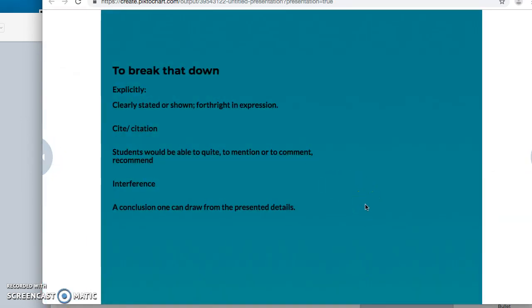When we break down the standard, we find three important vocabulary words: explicit, citation, and inference. Explicit means clearly stated or shown. Citation: students need to learn how to quote, to mention, or comment. Inference is a conclusion one can draw from the presented details.